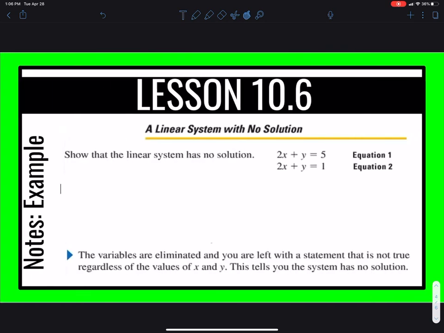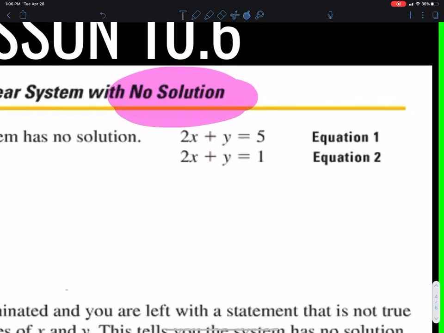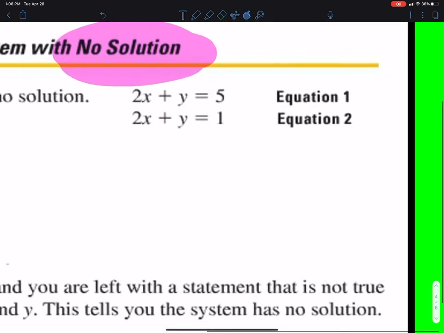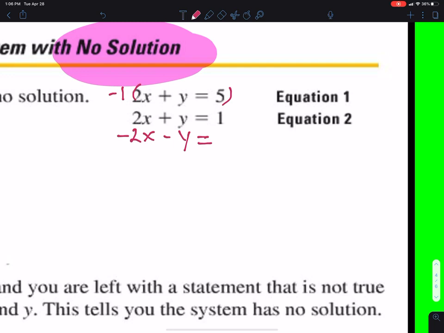Okay, now let's get into the special ones. This special type is when there's no solution. So what happens when there's no solution? If we look right here, let me zoom in on the situation. We're given two equations. Neither one of them simplifies out. So we're going to multiply this top one by negative 1. So we're left with negative 2x minus y equals 1.